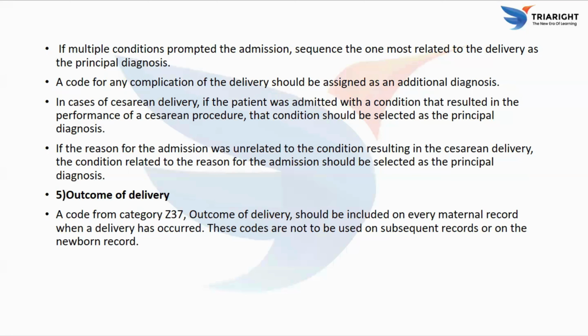And the fifth guideline is the outcome of delivery, category Z37. This is a very important rule. A Z37 code must be included on every maternal record where a delivery occurred. For example, Z37.0 describes a single live born, Z37.1 a single stillborn, Z37.2 twins both live born, and Z37.4 twins some live born and some stillborn.